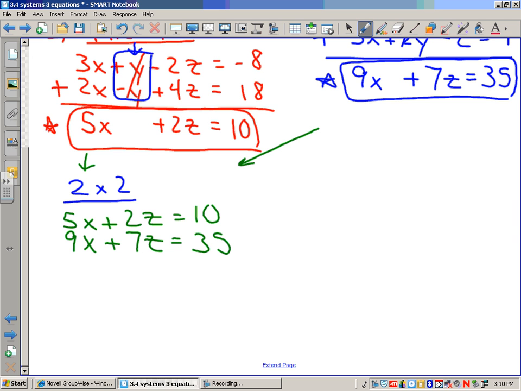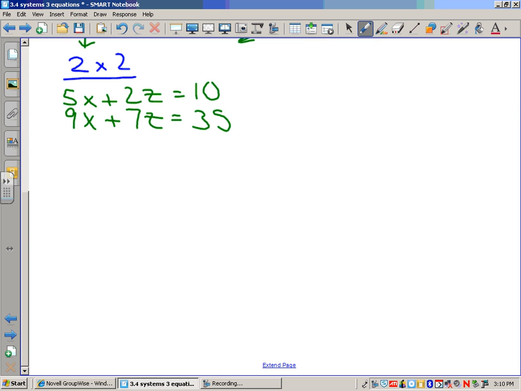Now, looking at x's and z's, this is like what you did yesterday. Neither one is better. I'm going to pick my z's because they're smaller. They're not as big. So to make opposites, I'm going to have to multiply. First number that 2 and 7 go into is 14. So I'm going to multiply the top by 7, the bottom by 2. They're both positive. I need one negative, so I'll just choose -2.